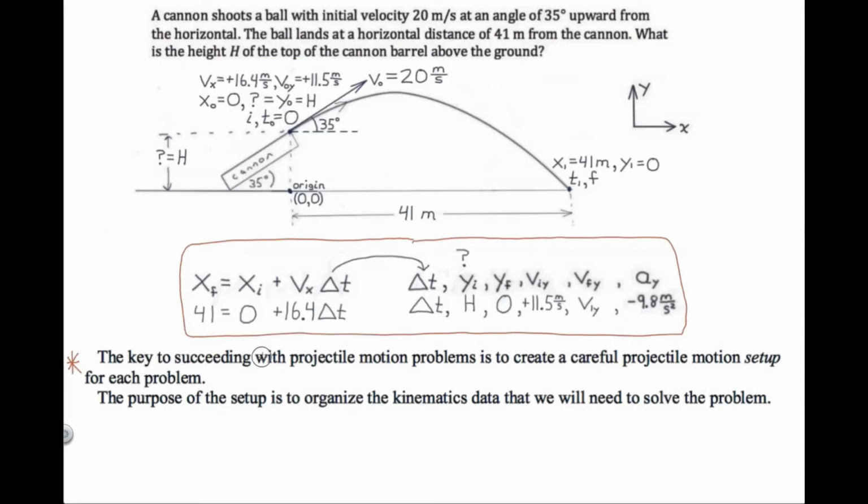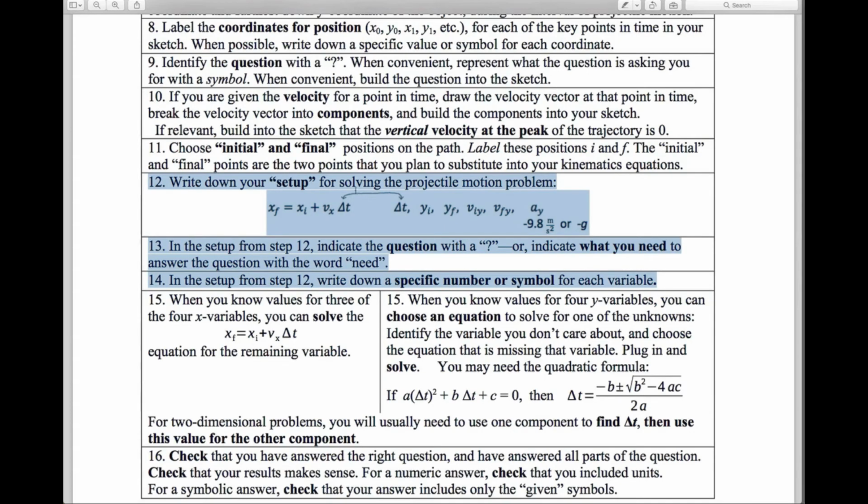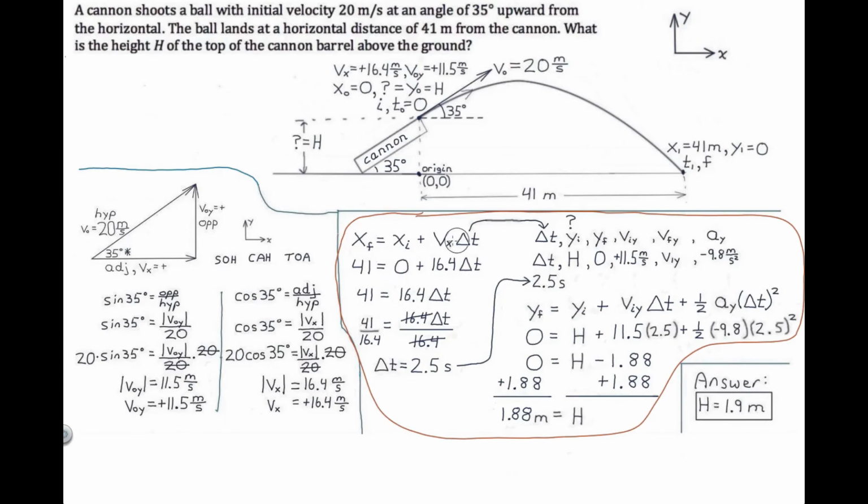The key to succeeding with projectile motion problems is to create a careful projectile motion setup for each problem. The purpose of the setup is to organize the kinematics data that you will need to solve the problem. Please pause the video and study how we came up with this setup for this problem. Here's a summary of the steps involved in creating the projectile motion setup. Now we're ready to work with the kinematics equations.